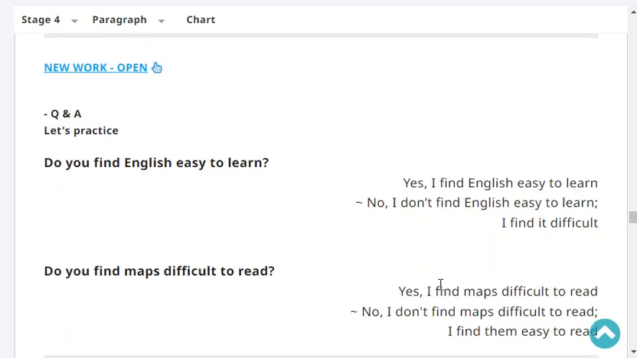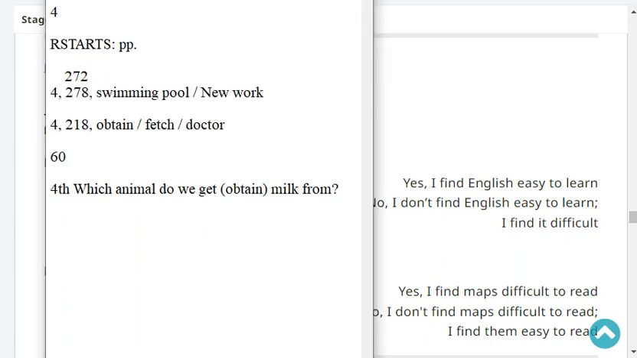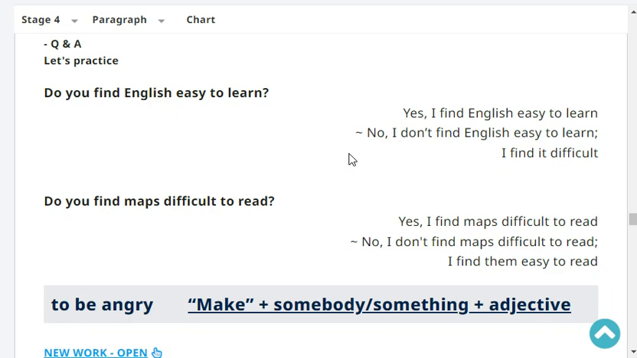Okay, next. Do you find English easy to learn? Yes or no? Yes. I find English easy to learn. Very good. Do you find maps difficult to read?